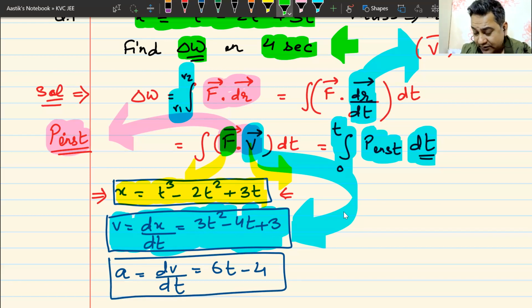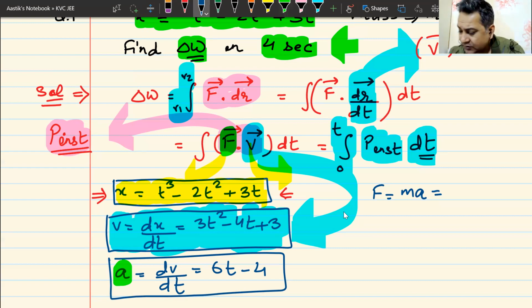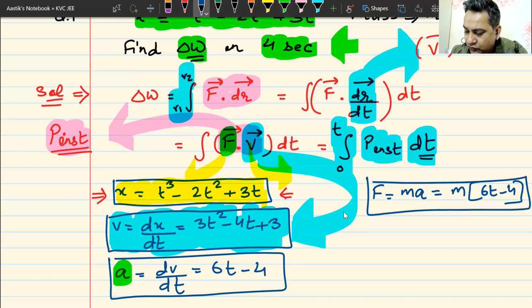Oh, I have not calculated force. I have only calculated acceleration. So how will I get force from the acceleration? We have got the acceleration and the mass is the same. Well done. So I just multiply mass with my acceleration. So force becomes mass multiplied by acceleration. So it becomes m multiplied by 6t minus 4. That becomes my force.